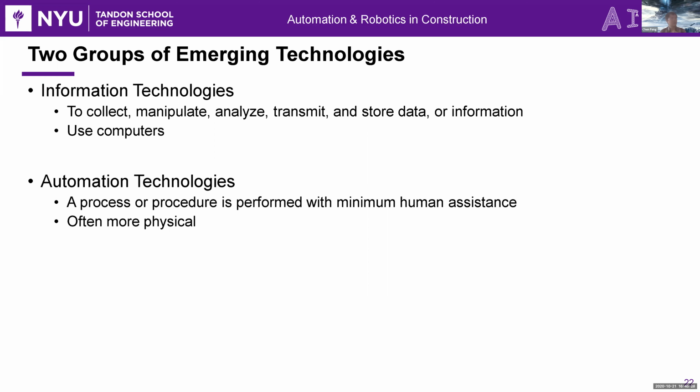The automation technology means a process or procedure is performed with minimum human assistance. If we use those technologies to help achieve that, we can consider them as automation technologies. And they're more physical, less virtual. They mean some machine needs to deal with real-world objects, dealing with the real construction work, right?